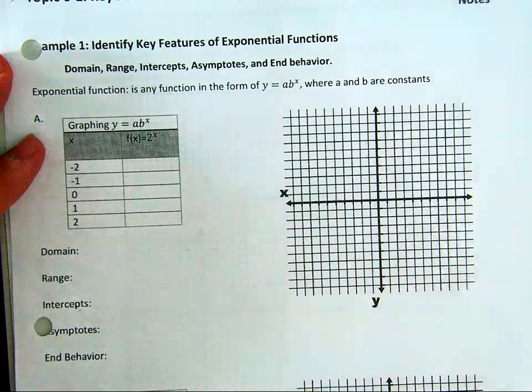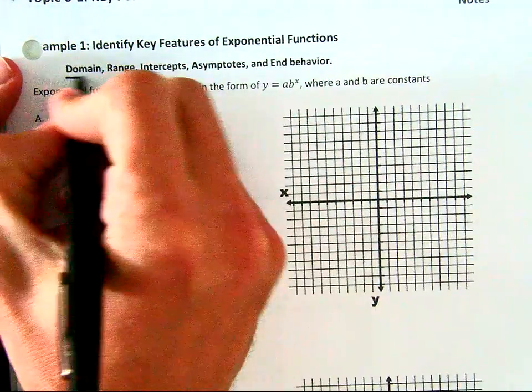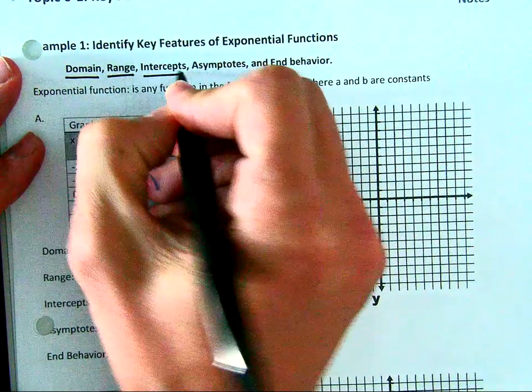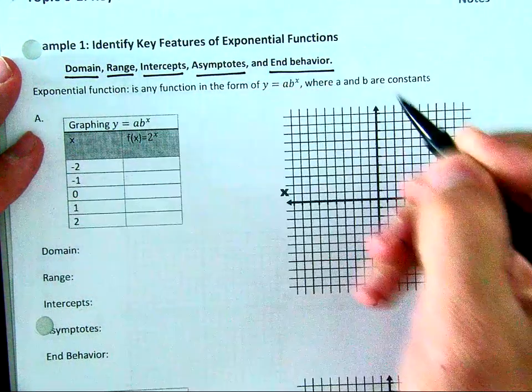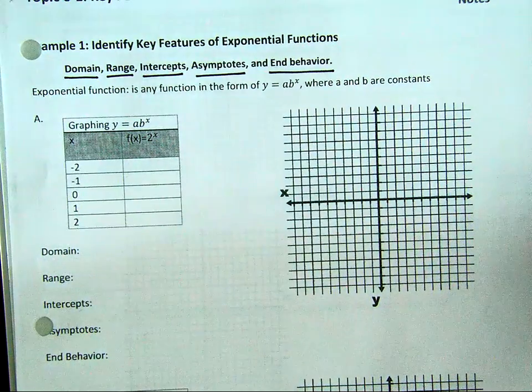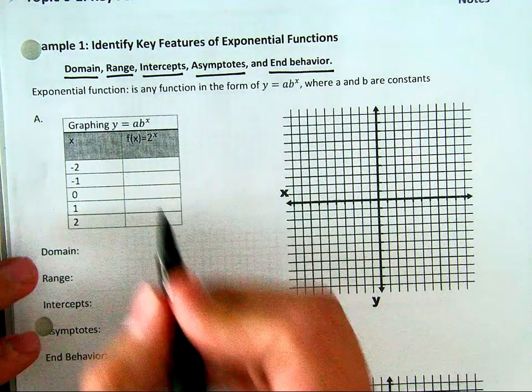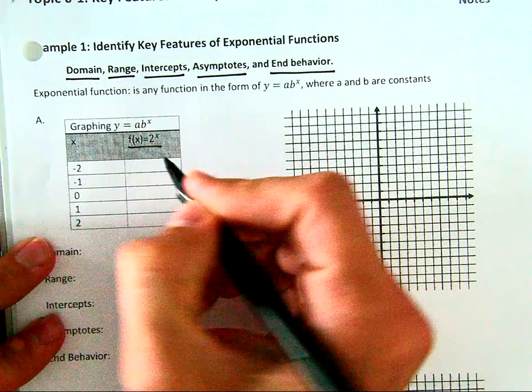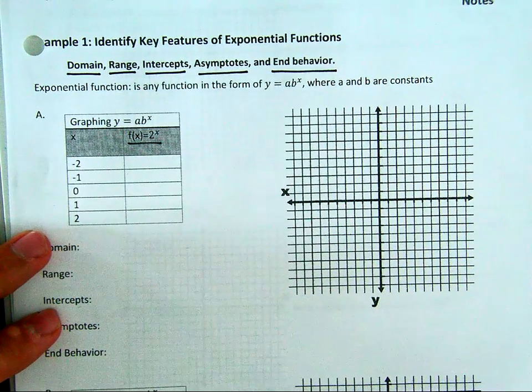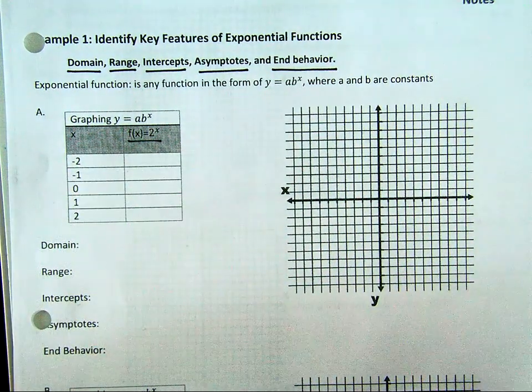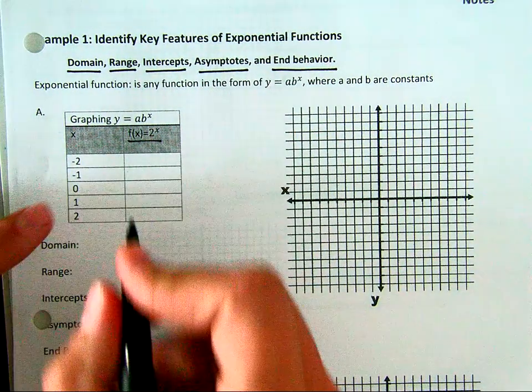So for this first problem, what we're going to do is look at how we can identify the domain, range, the intercepts, asymptotes, and the end behavior of these exponential functions. So the first exponential that we're going to look at is f of x equals 2^x. All right, and so just to get an idea of what the graph looks like, we're going to start off by making a table of values.